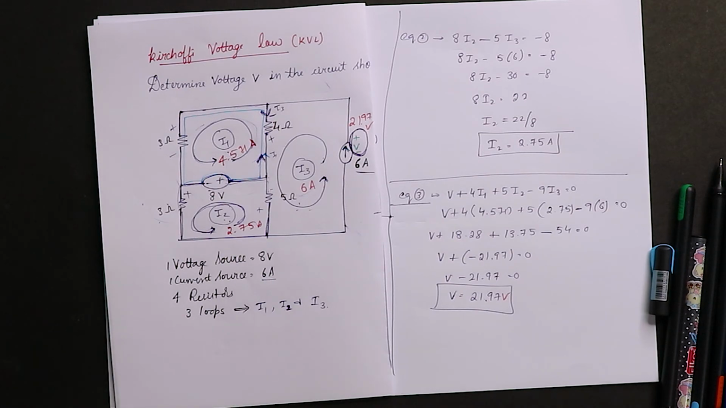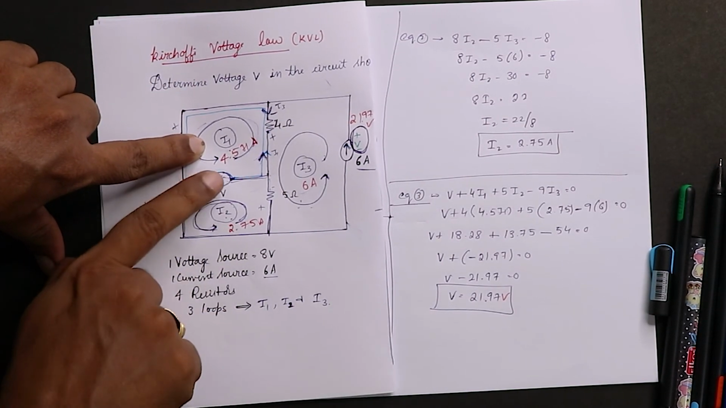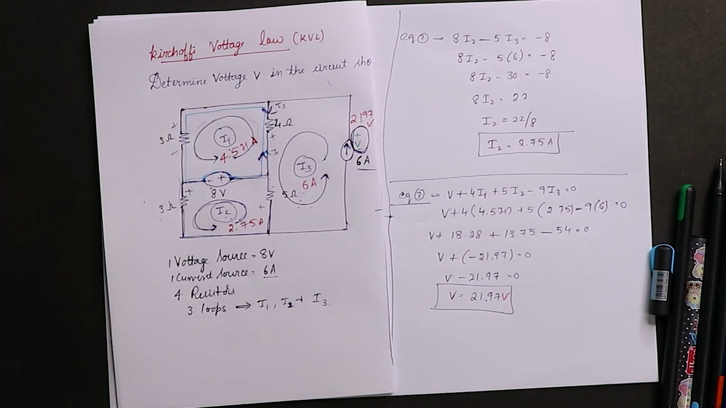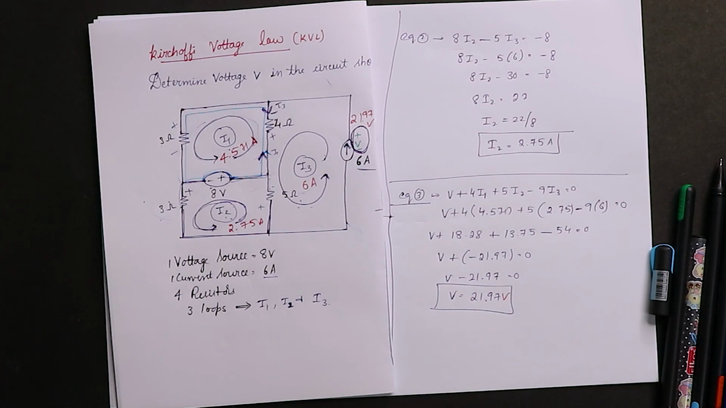Even though it is a big complex problem, make sure you take one loop, you assume one direction correctly, and make the direction similar in all of the loops. Don't worry about the voltage in all the loops, just make the assumption the same in all other loops so that you get your answer very easily.